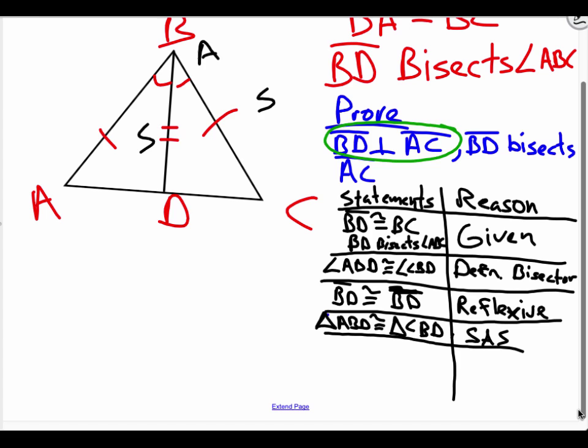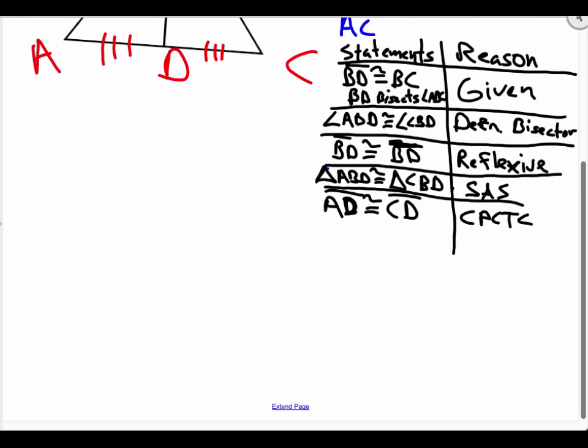I've proven that BD bisects AC, right? So what I could say is that line segment AD, not B, that's D, is congruent to line segment CD. Corresponding parts of congruent triangles are congruent, right? So now I've proven this. 1, 2, 3, 1, 2, 3. Okay, cool.